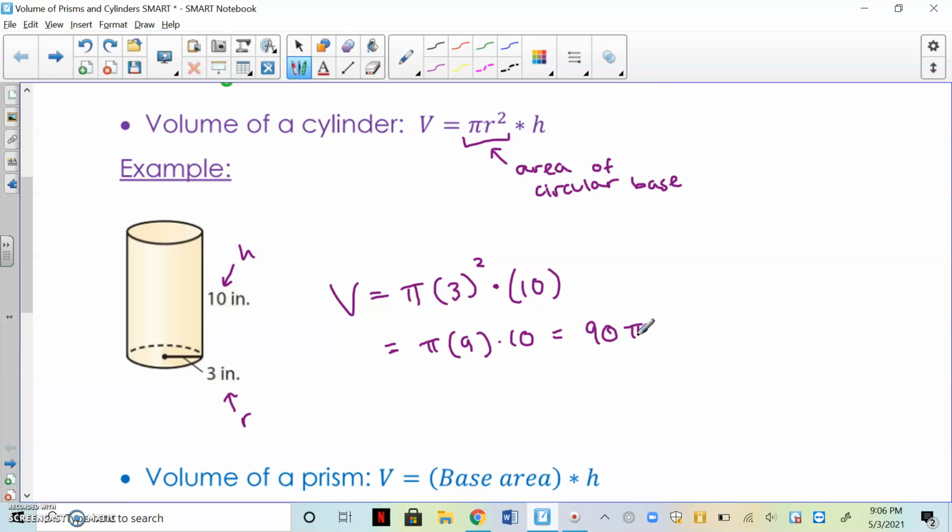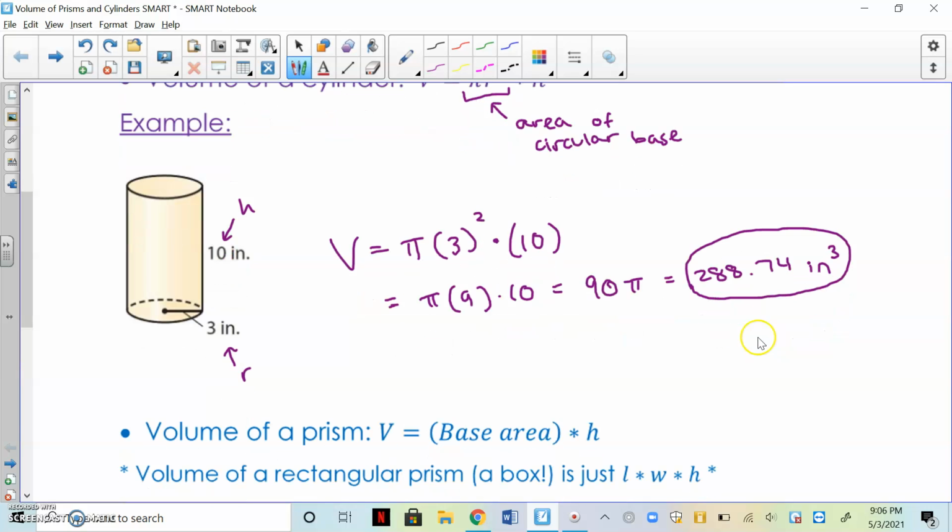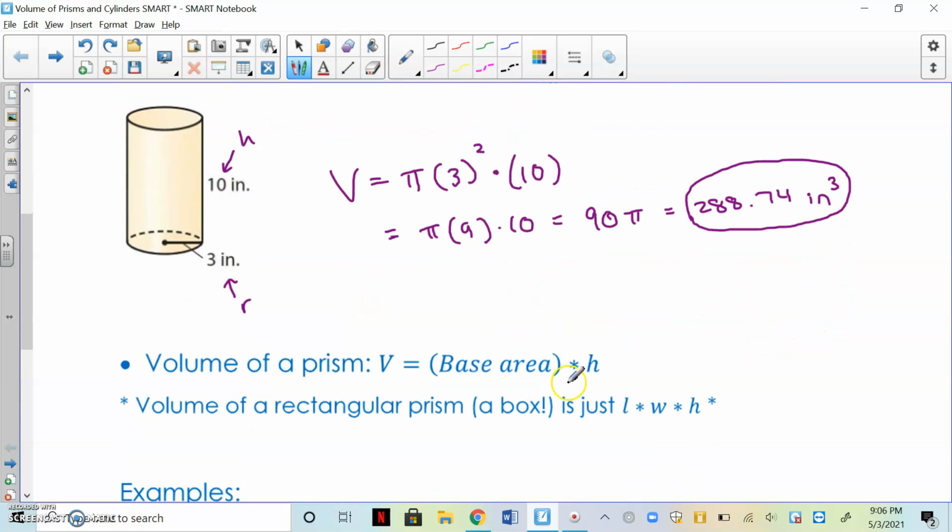Now, I would want you guys to actually type that in your calculator and get the whole decimal. When you do that, you should get 282.74. And we'll call this inches cubed because volume is always in cubic units. Kind of like how anything area related is always in square units, volume is always cubic. All right, so that is all there is to finding the volume of a cylinder. So we can go ahead and move on to prisms next.